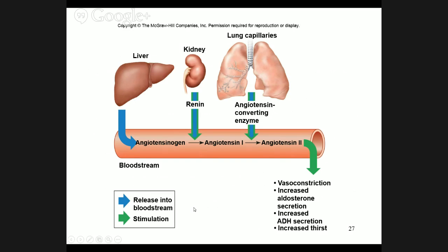So we have the liver releasing angiotensinogen, the kidney releasing renin that converts it to angiotensin 1. Then there's an angiotensin converting enzyme that is released and also causes stimulation to produce angiotensin 2. And then you have an increased aldosterone secretion, increased ADH or antidiuretic hormone secretion, and increased thirst.